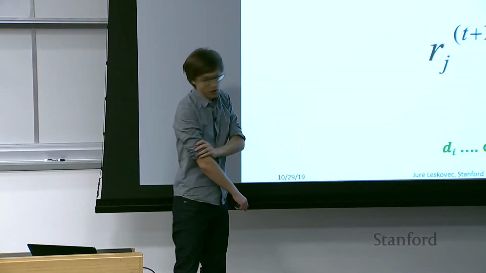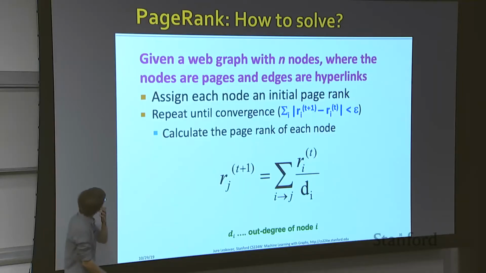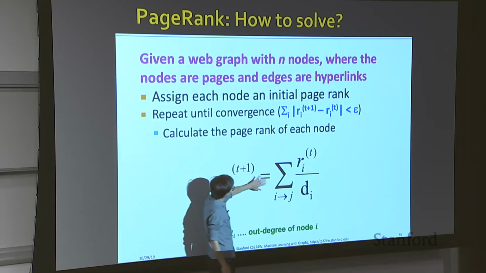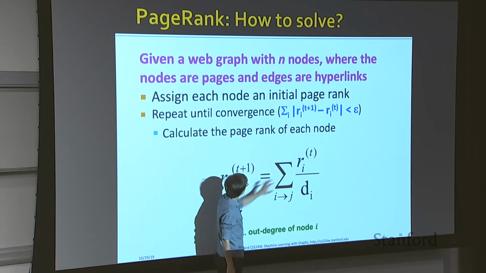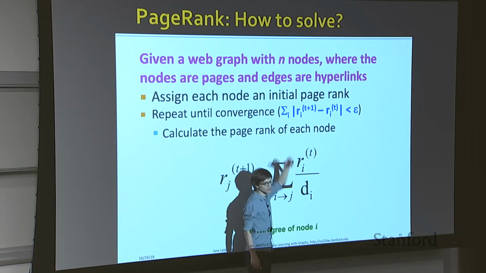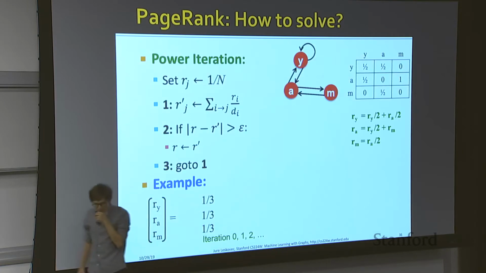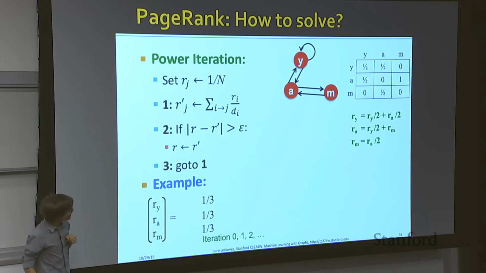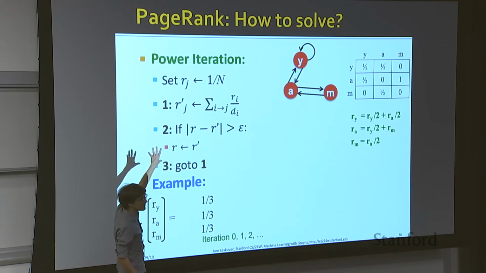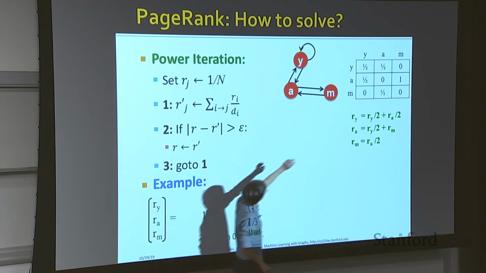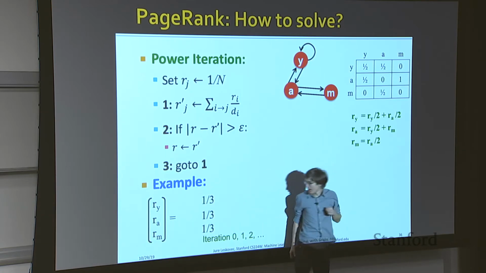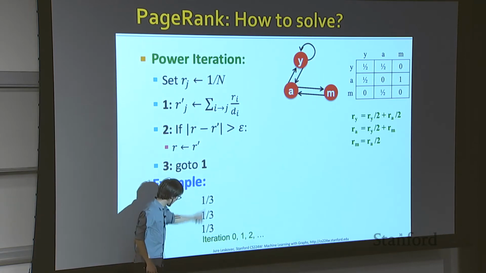Okay, let me now tell you a bit more about how to solve this. So we talked about this. We said we can run r equals M times r, or we run this iteration until we converge. So let me show you whether this will converge. Here's my iteration. Here's the graph. Here is matrix M. Here are the equations. Here is how I initialize.